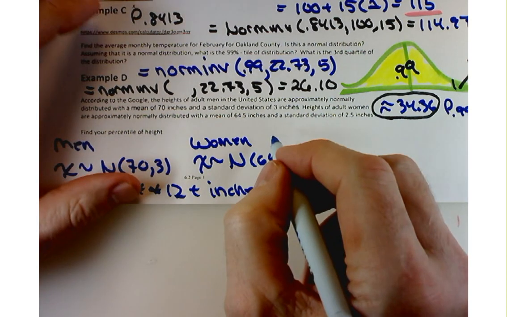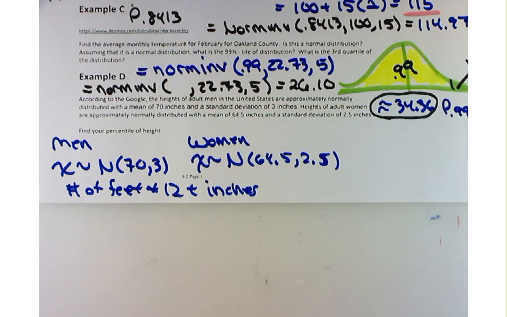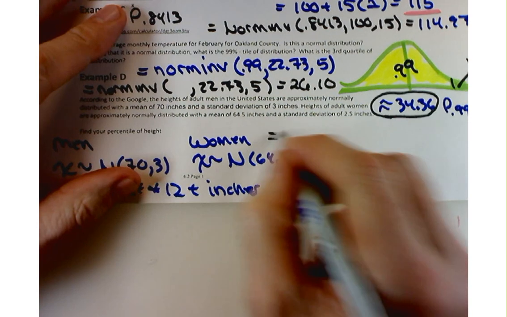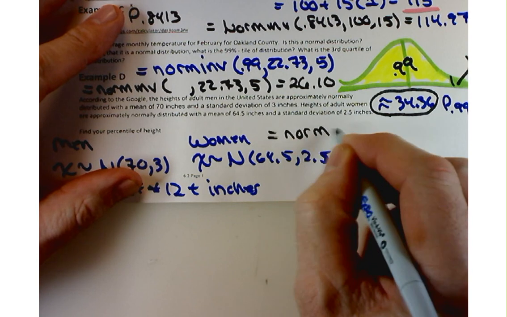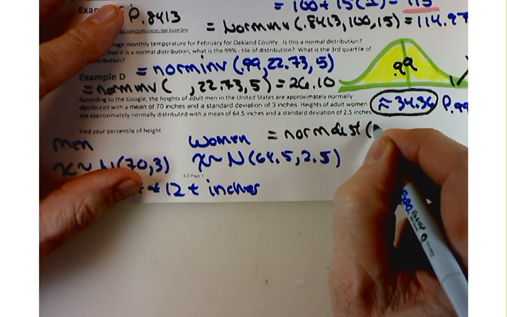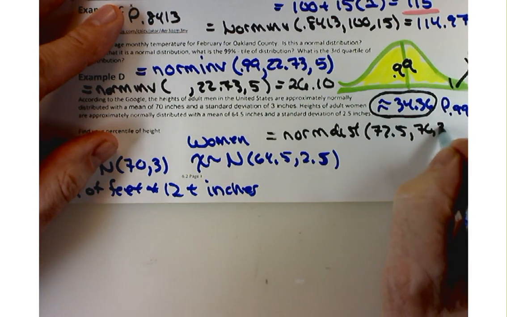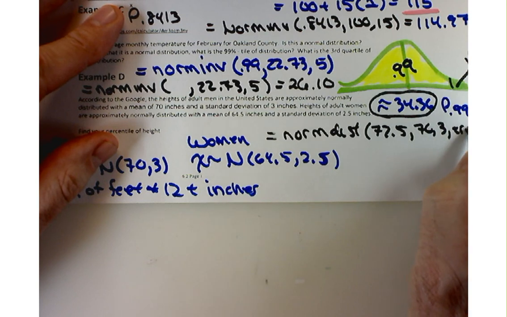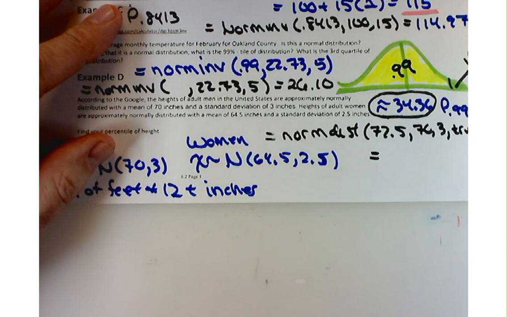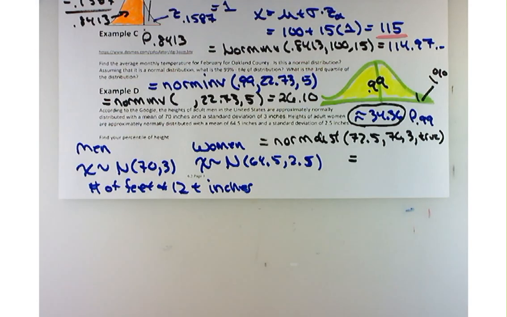So for me, it would look like this. Equals norm distribution of 72.5, comma 70, comma 3, comma true. And I think that's around the 80th percentile. I have to double check. But let me walk around and see what you have. If you have some problems, let me know. If you're watching this later, fast forward until I remove the pause.